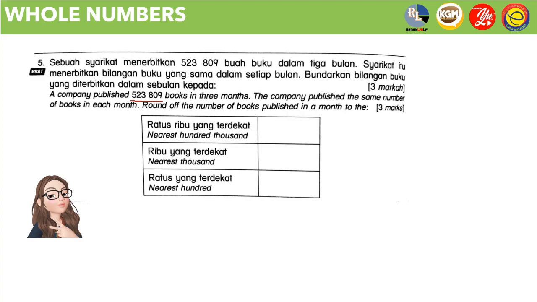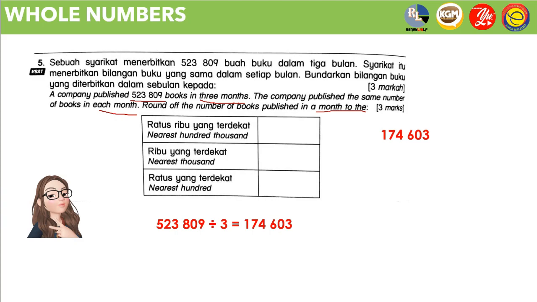Published 523,809 books in 3 months. The company published the same number of books in each month. Round off the number of books in a month. So we have to do the first part, that is 523,809 divided by 3. So the answer is 174,603.